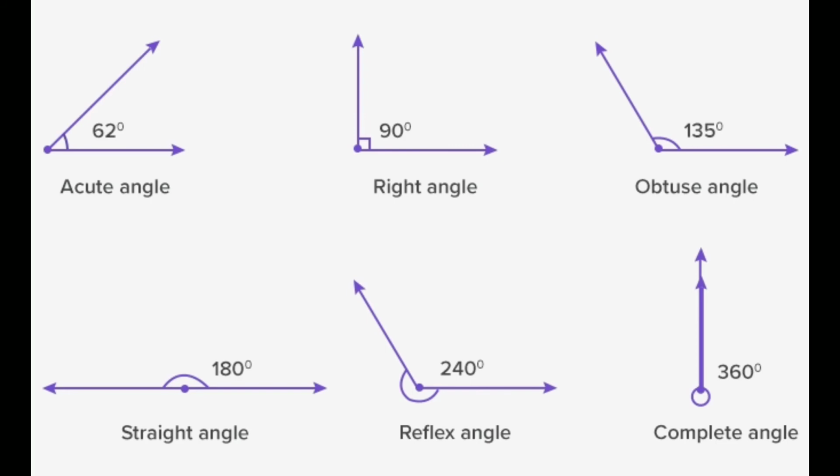Now what is a straight angle? A straight angle is nothing but a straight line. The angle which is equal to 180 degrees is called a straight angle. What is a reflex angle? An angle which is more than 180 degrees and less than 360 degrees is called a reflex angle. And the last one is the complete angle. The angle that measures 360 degrees is called a complete angle. So these are the 6 types of angle which we have discussed.